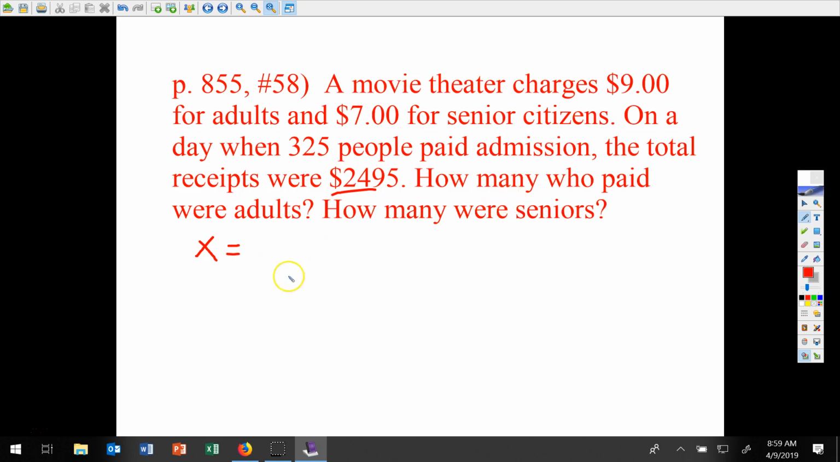So I'm just going to let x represent the number of adults. Whatever the question is that is being asked of you, that will determine what your variables represent. The variables should answer the question. And I'm going to just let y be the number of seniors.